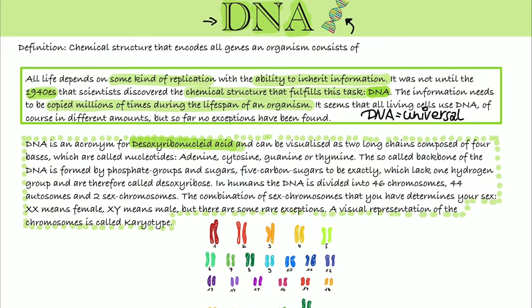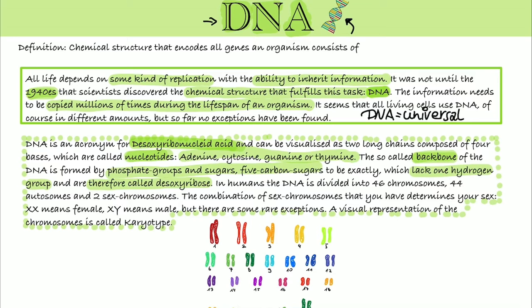The basic components of DNA are the so-called nucleotides, which can be either adenine, cytosine, guanine, or thymine. The DNA also has a backbone, which is formed by phosphate groups and 5 carbon sugars. And these 5 carbon sugars lack one hydrogen group, and therefore they are called desoxyribo.